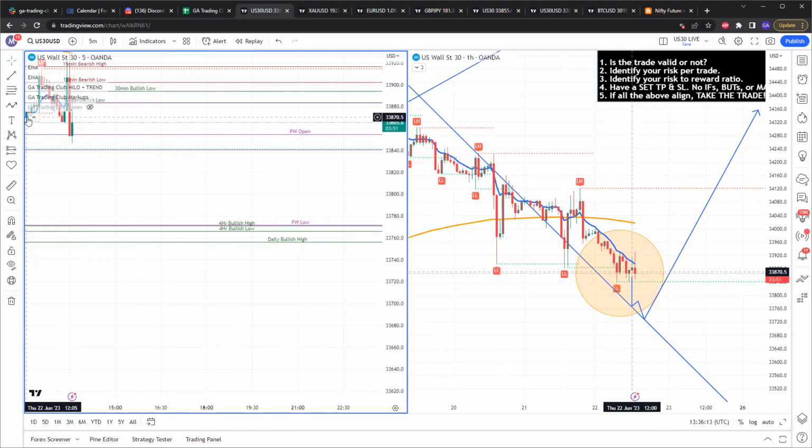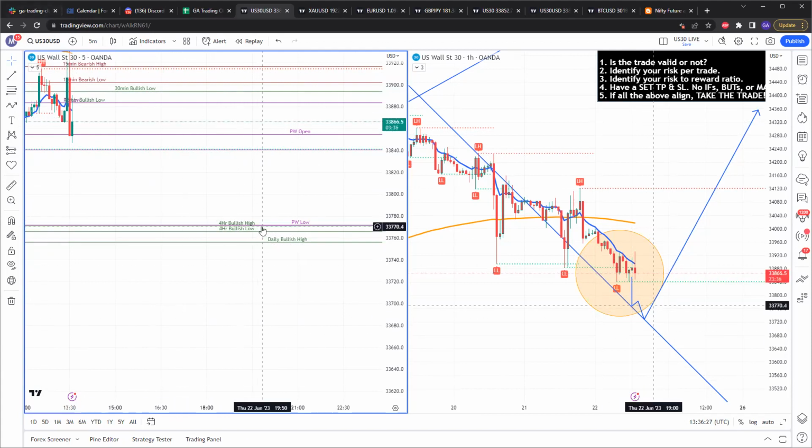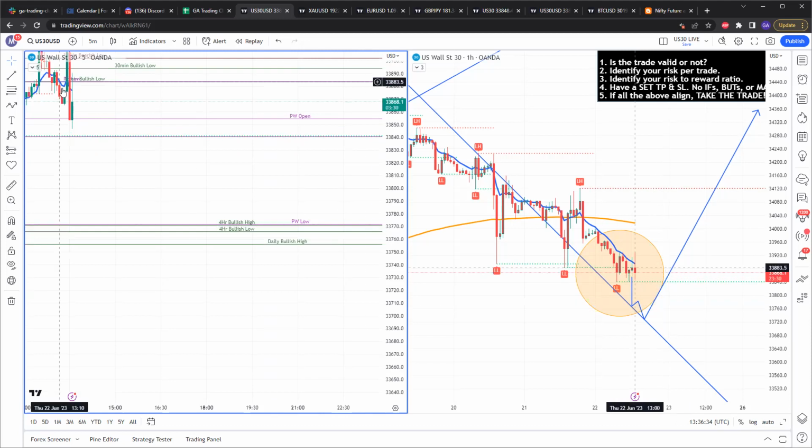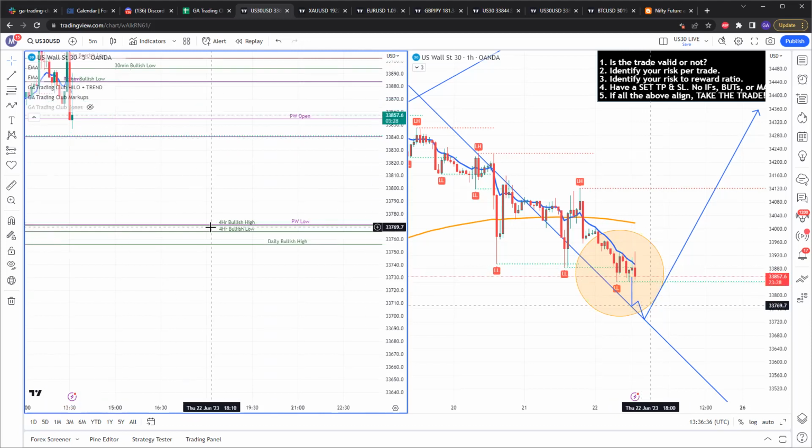If I turn on the zones indicator, I already know we have a 4-hour bullish high here. We have a previous weekly low as well here. 4-hour bullish high, 4-hour bullish low. If I'm going to take a buy around these two high time frame buy order blocks, I want to see buyers sitting here.